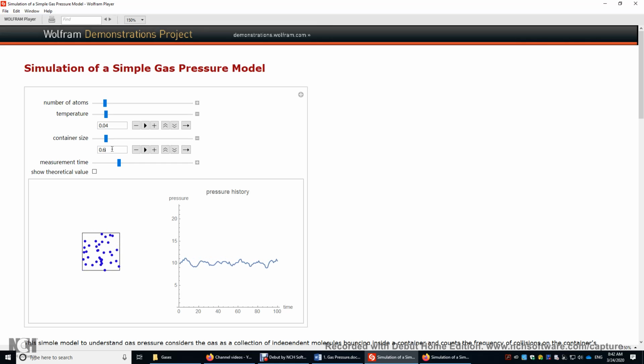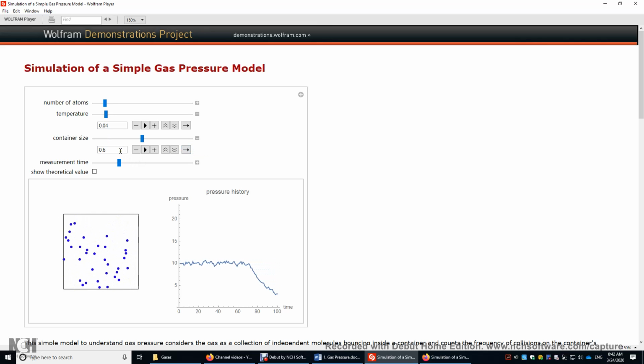It will take much longer for those particles to collide with the surface area. There's a longer distance between two successive collisions. But anyway, I doubled the size of the container. Let's see how the pressure will change. The pressure drops.